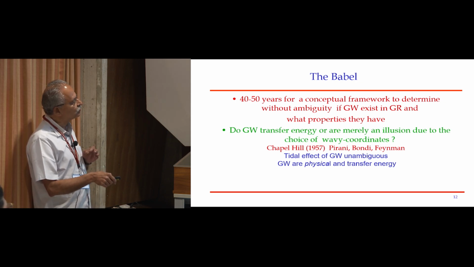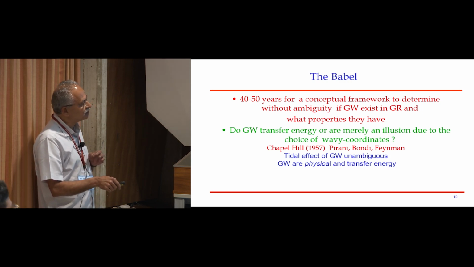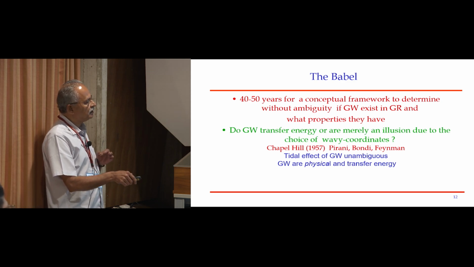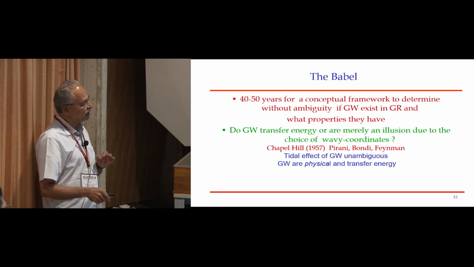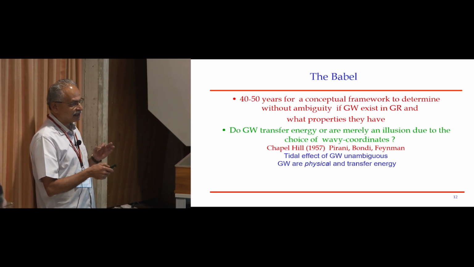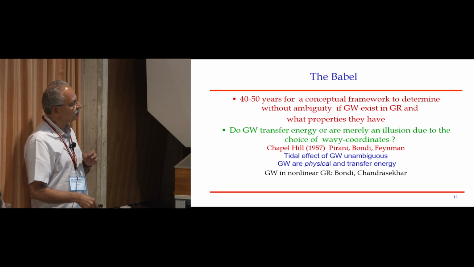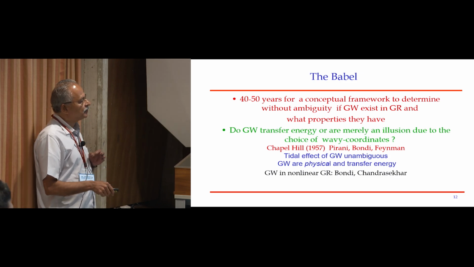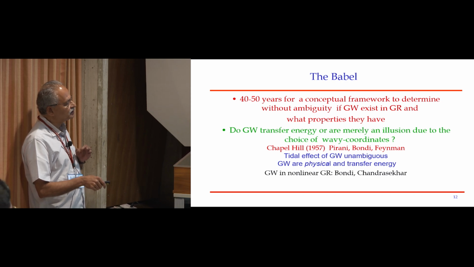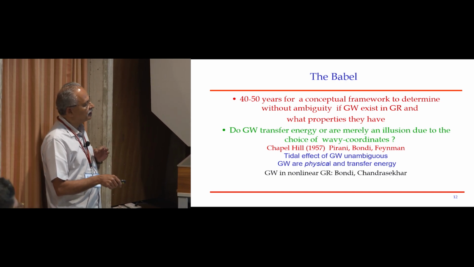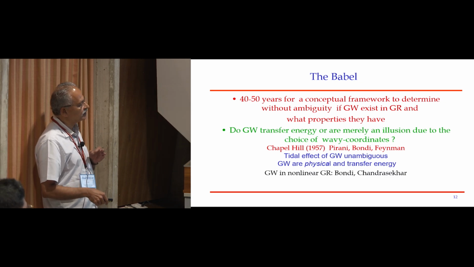And this was really sorted out in a very famous meeting in Chapel Hill in 1957. And the 3 people who threw light on this were Pirani, who was a postdoc of Bondi, and Feynman. They basically finally argued that the tidal effect of gravitational waves is unambiguous, and therefore gravitational waves are also physical and they transfer energy. You can use gravitational waves to heat your water if you want, if you construct a suitable kind of system. Once this became clear, people could look for the presence of gravitational waves in the full theory, not just linearized gravity, and this was a big kind of progress which happened, and this was done by people like Bondi and his students, Chandrasekhar himself and his collaborators.